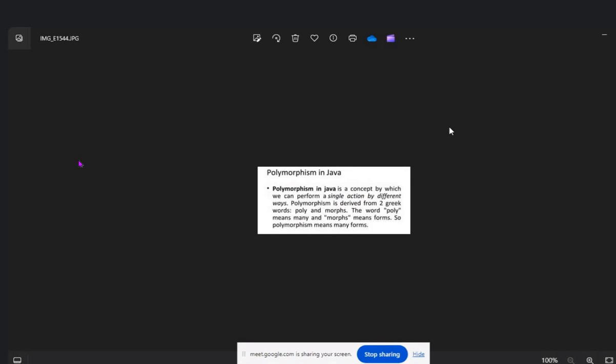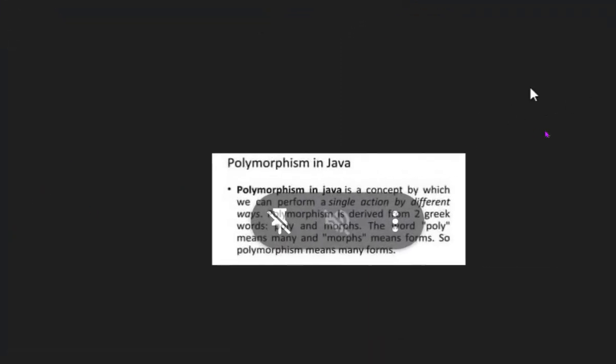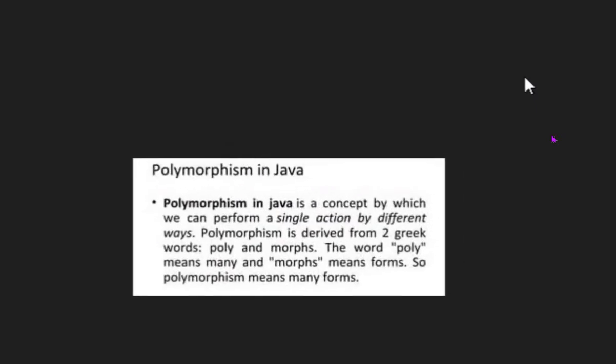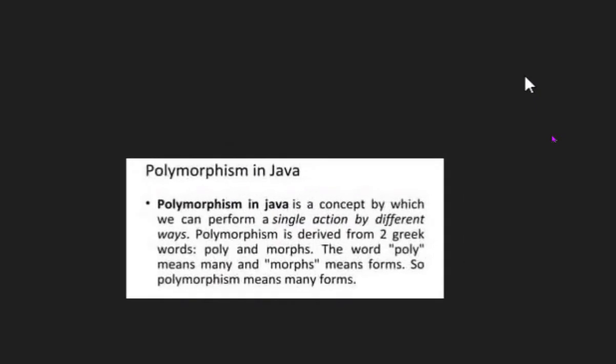Yes, sir. Polymorphism is derived from two Greek words, poly and morphs. The word poly means many and morphs means forms. So polymorphism means many forms. Correct. So many forms, that is the main term.